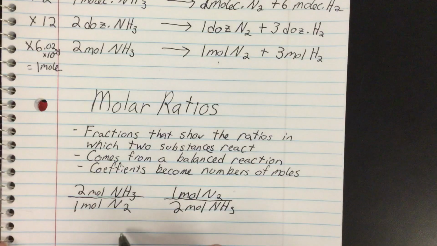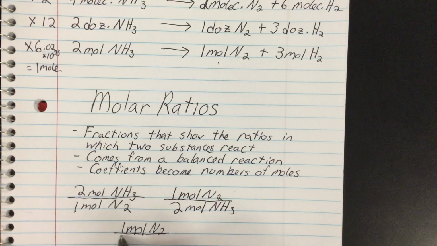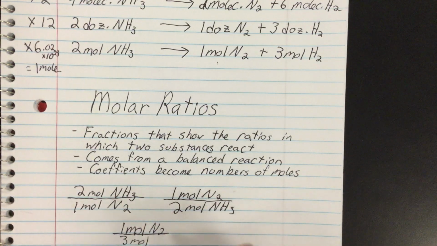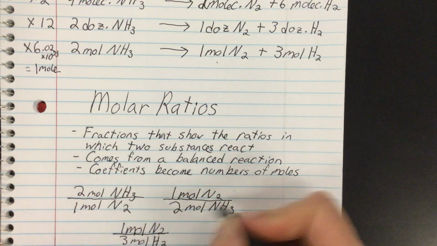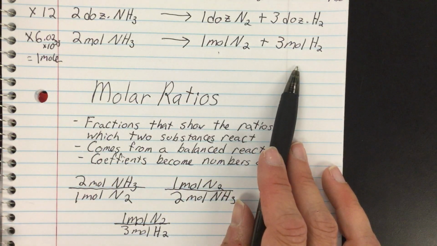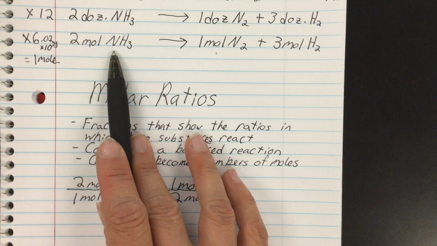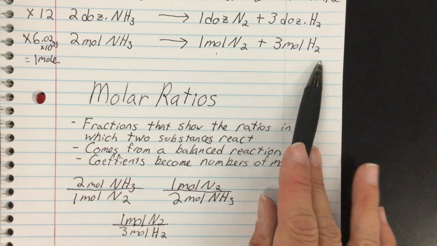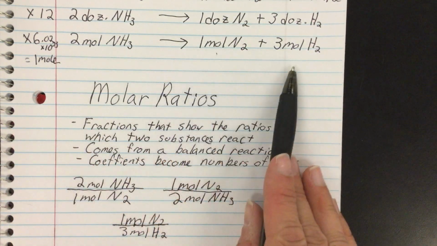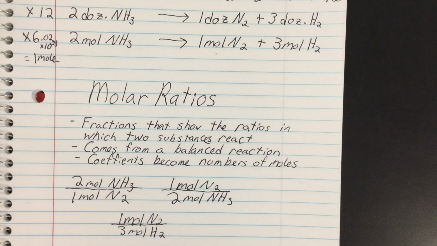So I could say that I have 1 mole of N2 over 3 moles of H2. Or I can flip that over, or I can talk about moles of ammonia to moles of hydrogen, and it does not matter. As long as I'm pulling two substances from this balanced reaction, and I'm using these coefficients as my number of moles, that's going to give me a useful molar ratio. So once again, what are we going to do with that? Well, I'm going to give you a little bit of background information. We're going to come back to these molar ratios in just a second.